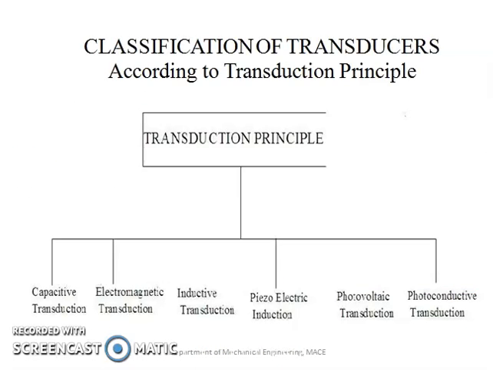The next category of classification of transducer is according to the transduction principle. So according to the transduction principle, the transducers can be classified into capacitive transduction type, second one is electromagnetic transduction type, then inductive transduction type, then piezoelectric induction type, then photovoltaic transduction type, and then photoconductive transduction type. Now let us see one by one.